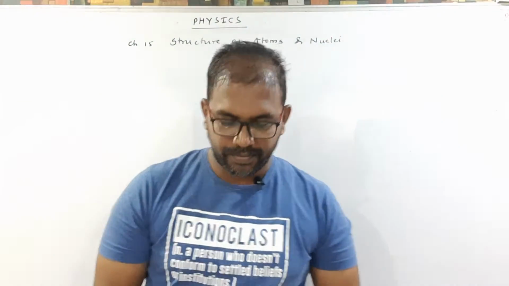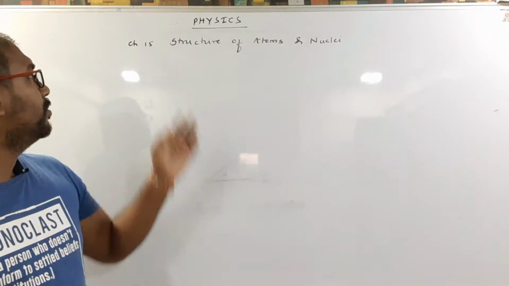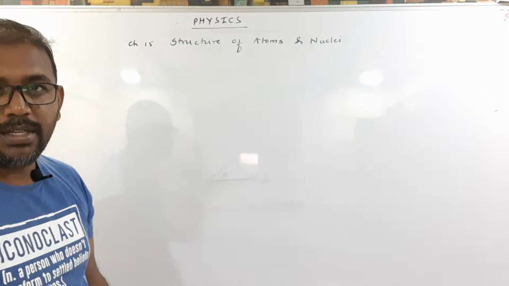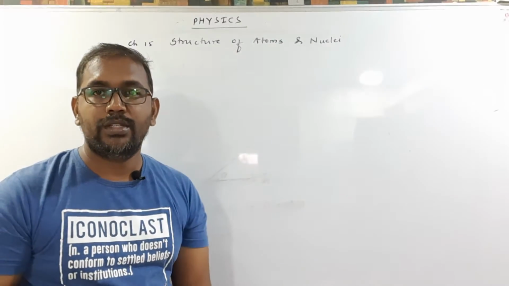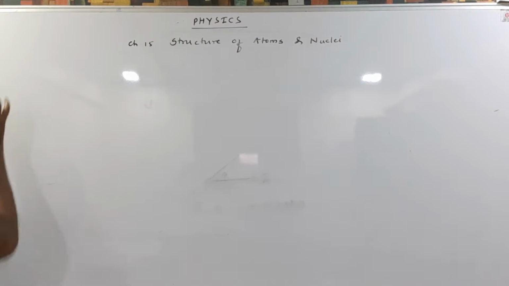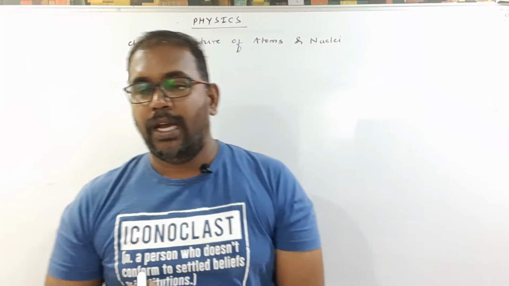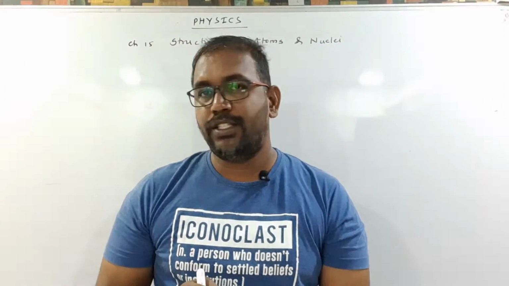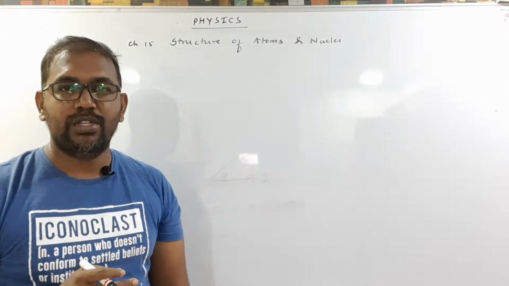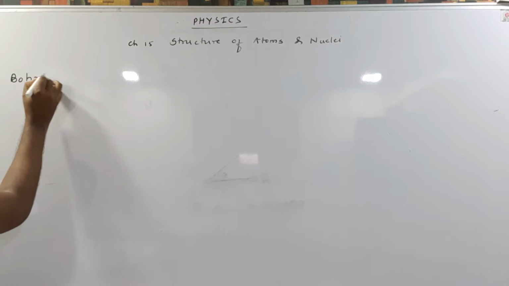Hello student, in today's session we have to start chapter number 15, structure of atoms and nuclei. From this chapter we have to start the article Bohr's postulate. Different theories were proposed to explain the nature of atom, and one of the theories was proposed by the scientist Bohr. So from Bohr's atomic model we have to cover Bohr's postulates. So today's article is Bohr's postulate.